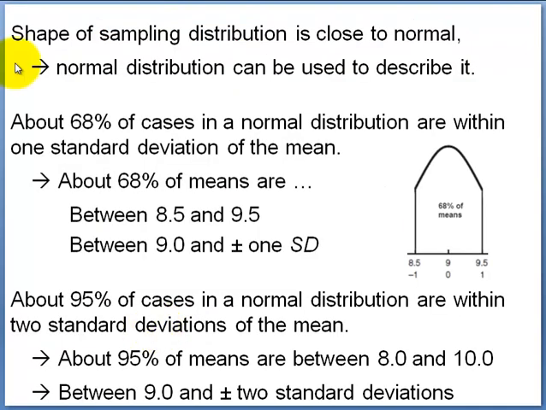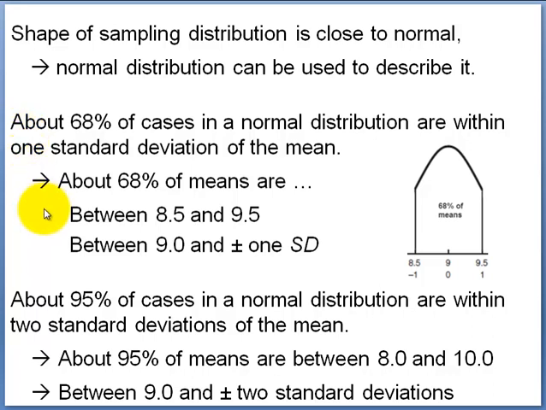It is important that the shape of the sampling distribution of the mean is close to normal. Because this is so, we can use the normal distribution to describe it. And now, for instance, it has been burnt into your brain that about 68% of cases in a normal distribution are located within 1 standard deviation of the mean.